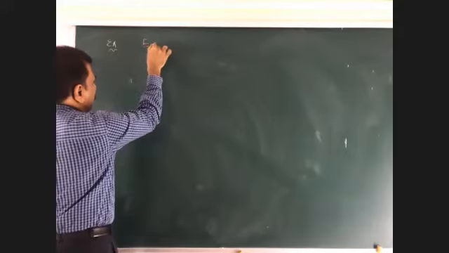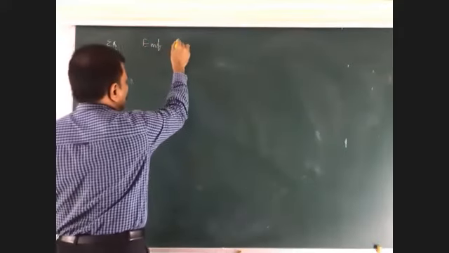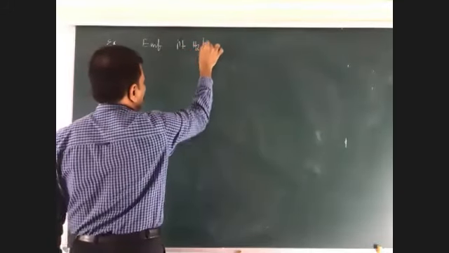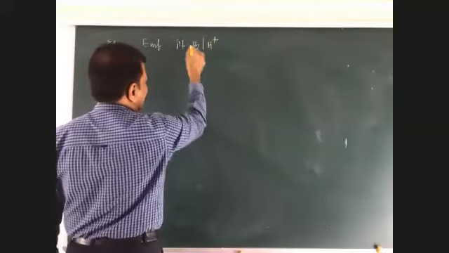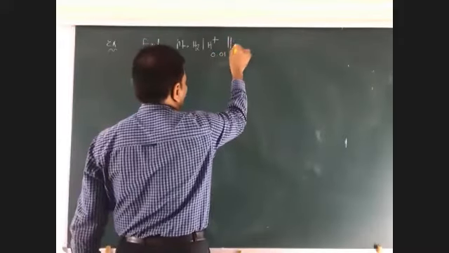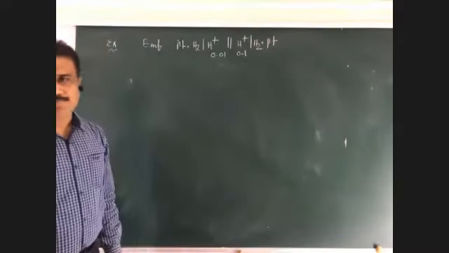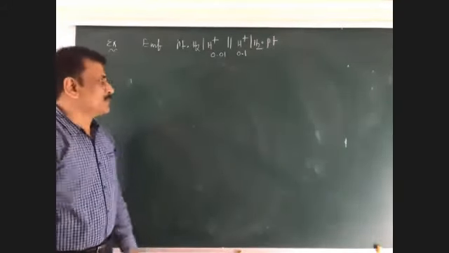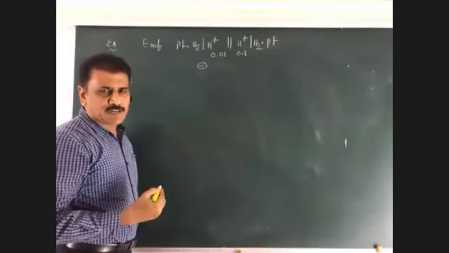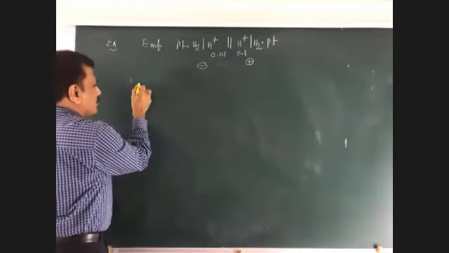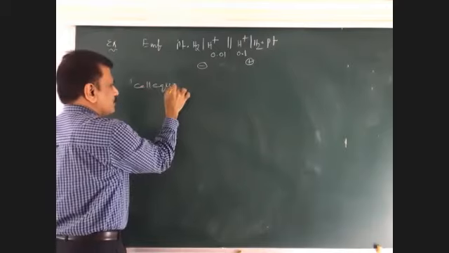Last example. EMF of the cell: platinum, hydrogen, H plus, salt bridge, H plus. Both are hydrogen electrodes. This is always negative plate, anode, left side written. This is cathode, positive plate. So cell equation.